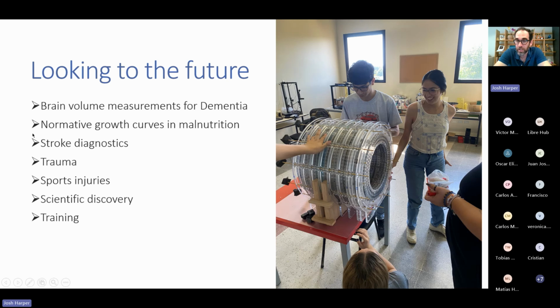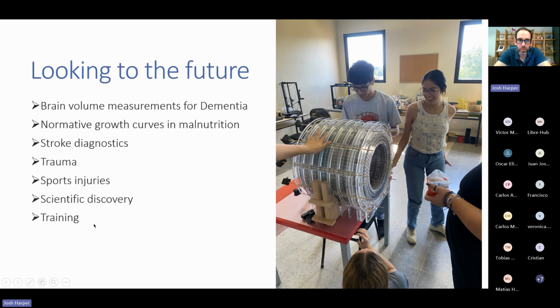Stroke diagnostics is something that's very popular with the commercial Hyperfine system. There's a lot of work coming out of Yale related to stroke diagnostics. And this is probably a good future application for this device as well as we increase in our imaging capabilities. Trauma, brain trauma, especially from automotive or accidents in motorcycles, is a big problem in low and middle income countries, if not all over the world. And this is something that technology like this, I think, could work well with. Sports industry injuries, scientific discovery.